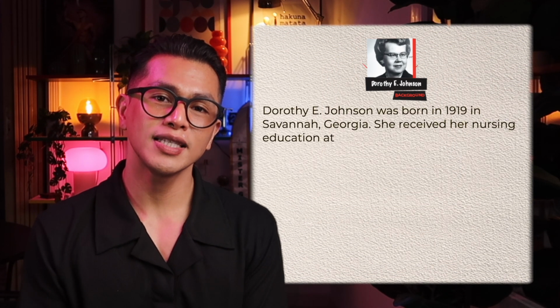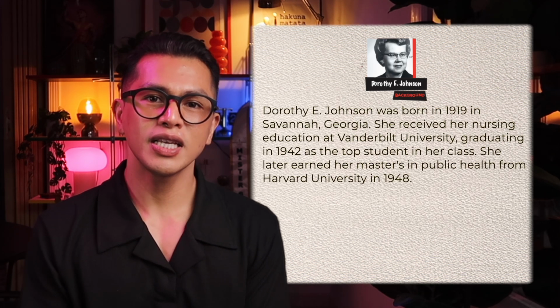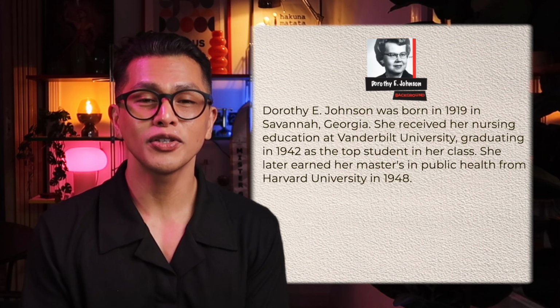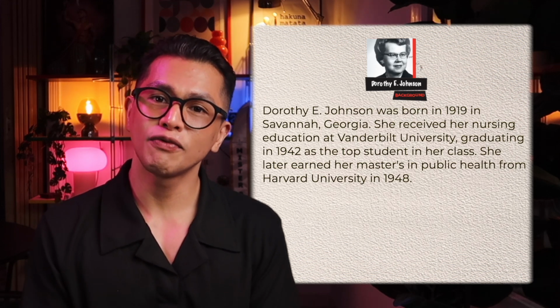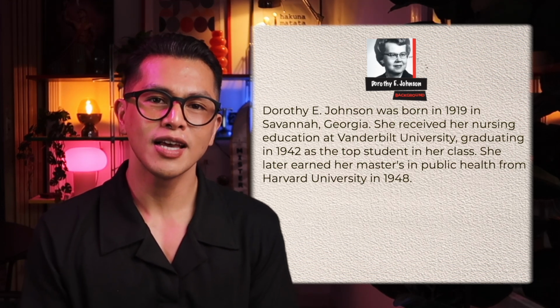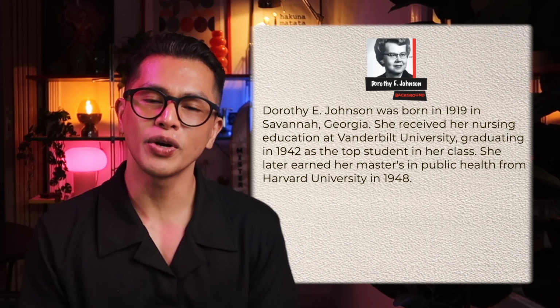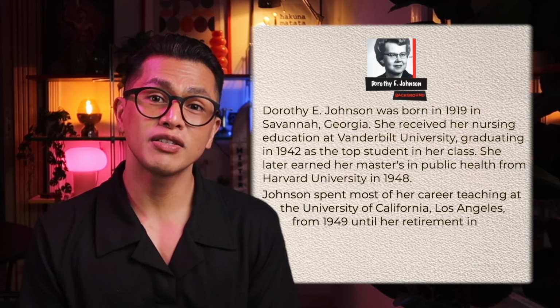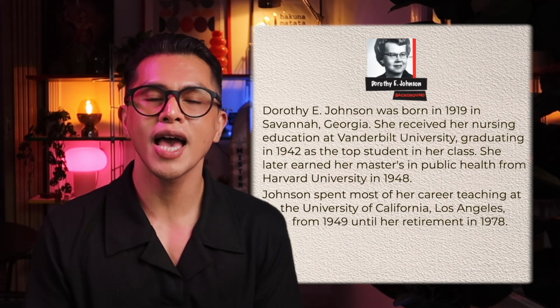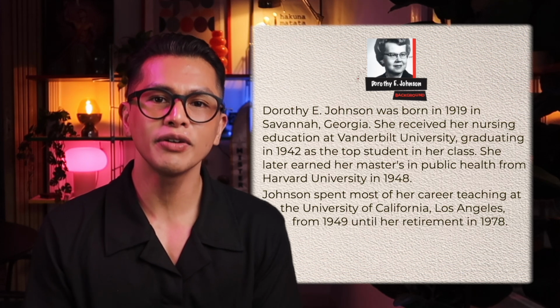Background of Dorothea Johnson. Dorothea E. Johnson was born in 1919 in Savannah, Georgia. She received her nursing education at Vanderbilt University, graduating in 1942 as the top student in her class. She later earned her master's in public health from Harvard University in 1948. Johnson spent most of her career teaching at the University of California, Los Angeles from 1949 until her retirement in 1970. During her career, she developed what we know as the behavioral system model, which she first proposed in 1968 and later refined in 1980.